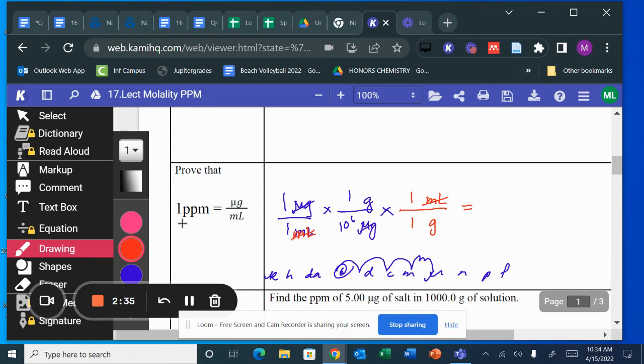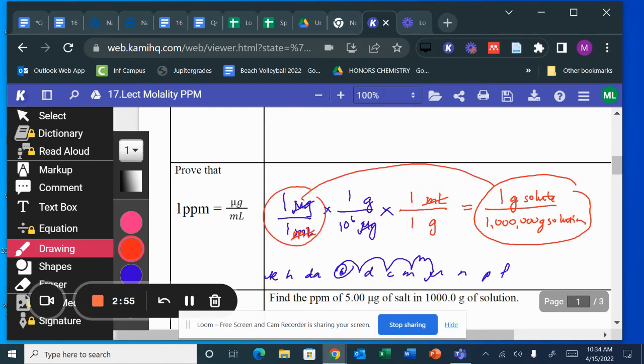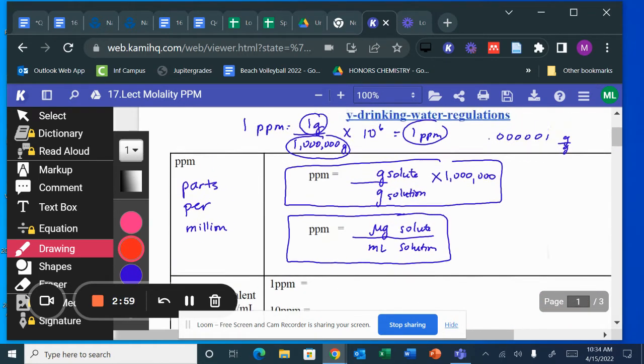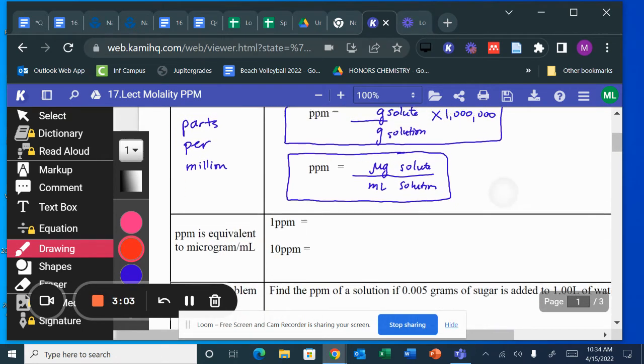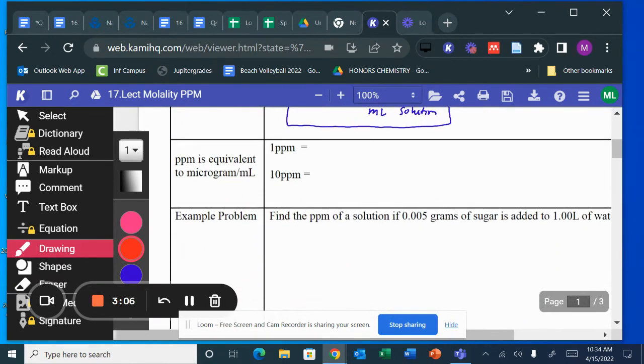And if you multiply the top, 1 times 1 times 1 is 1 gram of solute over 1 times a million times 1 is a million grams of solution. So what I did is I proved to you that 1 microgram per milliliter is the same as 1 ppm. Okay, so you will have 2 equations that you can use, and depending on the problem, you can use one or the other.